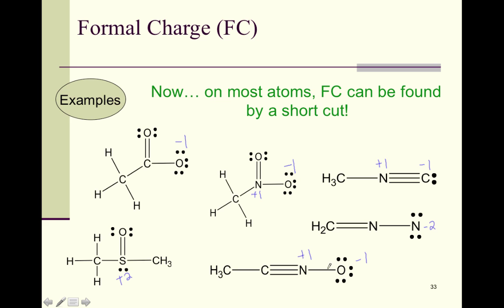This oxygen is lacking a bond, -1. This nitrogen has 1, 2, 3, 4 bonds, 1 more than it's supposed to. And this one, sulfur, has 1, 2, 3, 4 bonds. It's supposed to have 2, so it has a +2 charge. How'd you do?